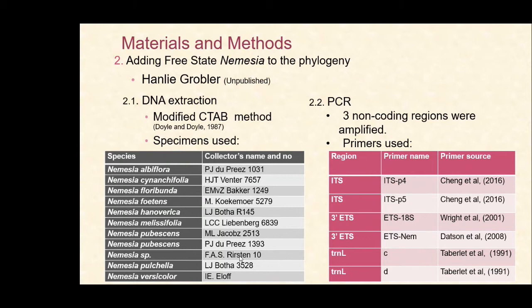The second step was PCR, where the 3 non-coding gene regions were PCR amplified. And the PCR was performed using the primers that I mentioned on the maroon table that is on the right side of this slide. Next slide, please.